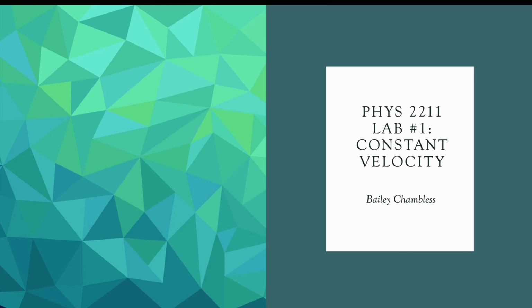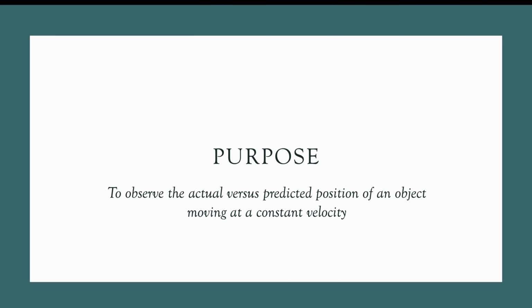Hi, my name is Bailey Chambliss, and this is my Physics 2211 Video Lab Report number 1, Constant Velocity. The purpose of this lab is to observe the actual versus predicted position of an object moving at a constant velocity using a GlowScript model of perfect conditions and a Tracker model of the actual conditions.